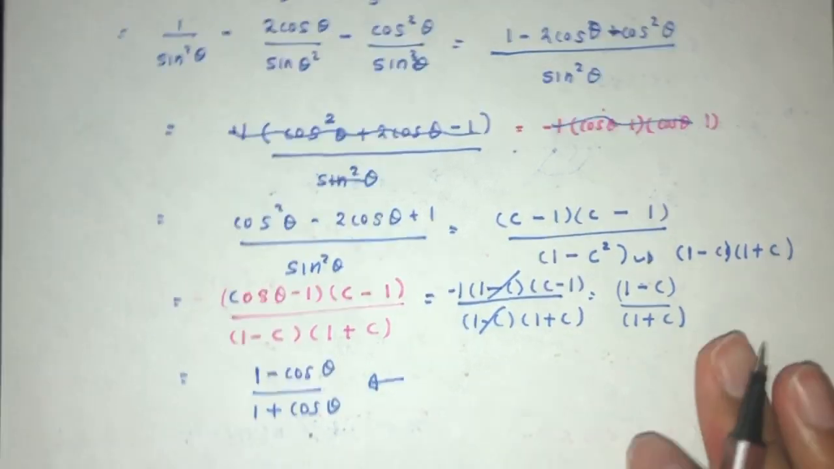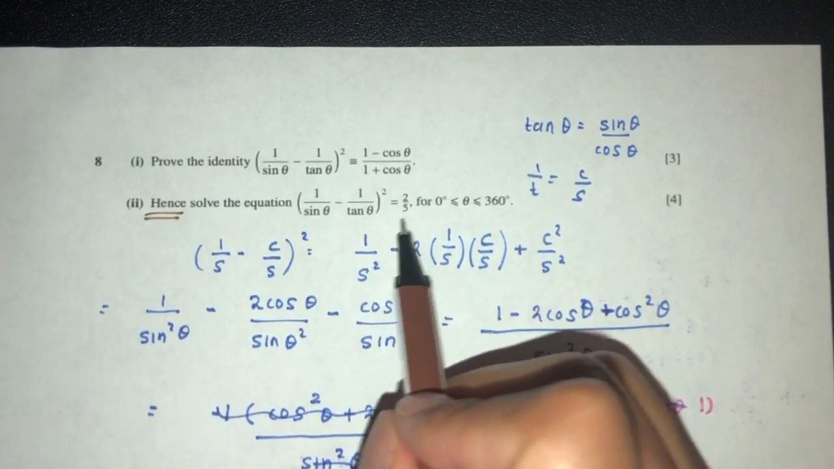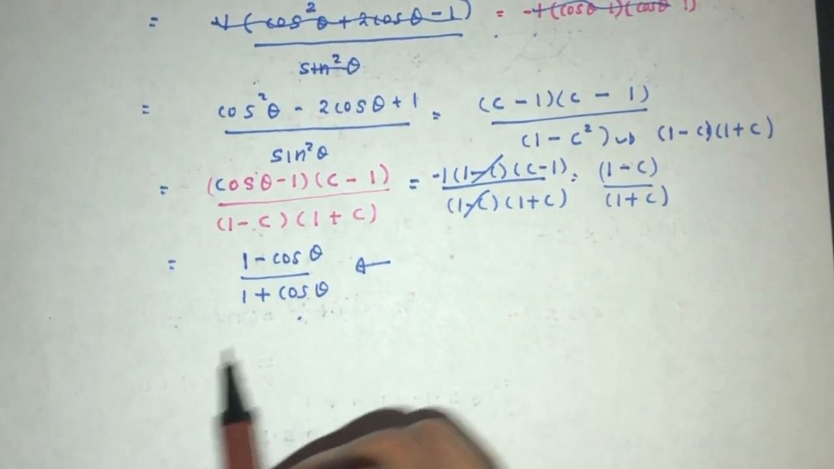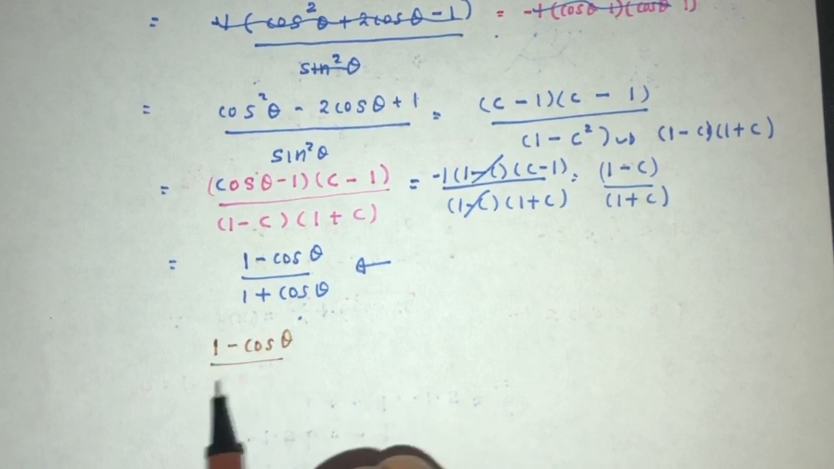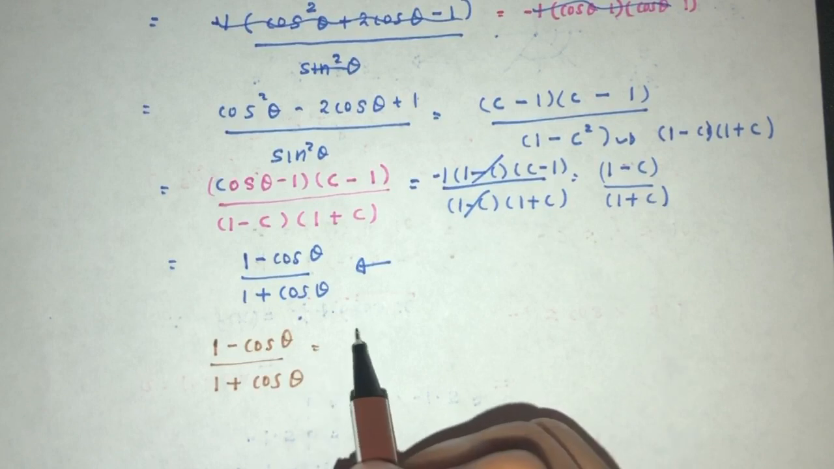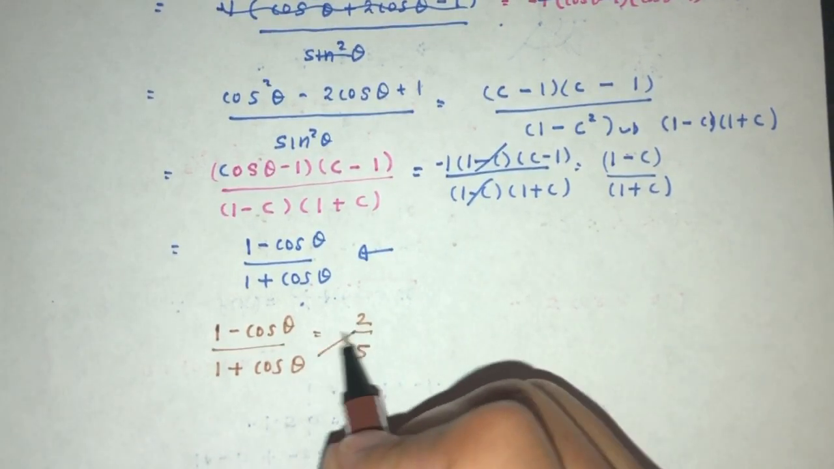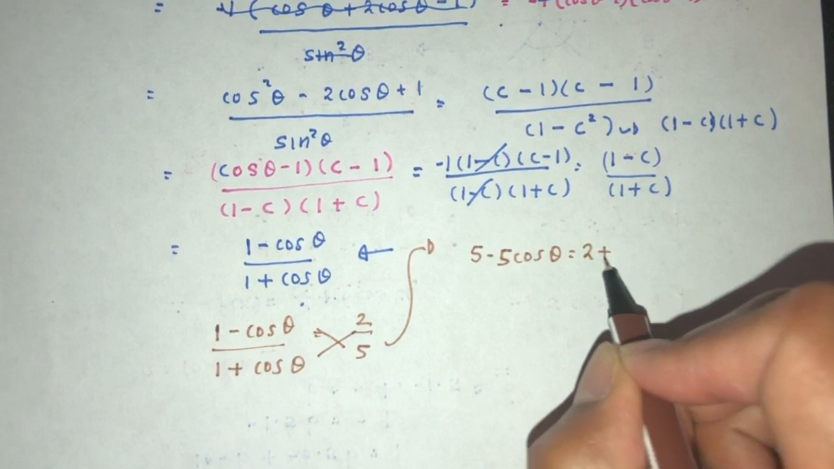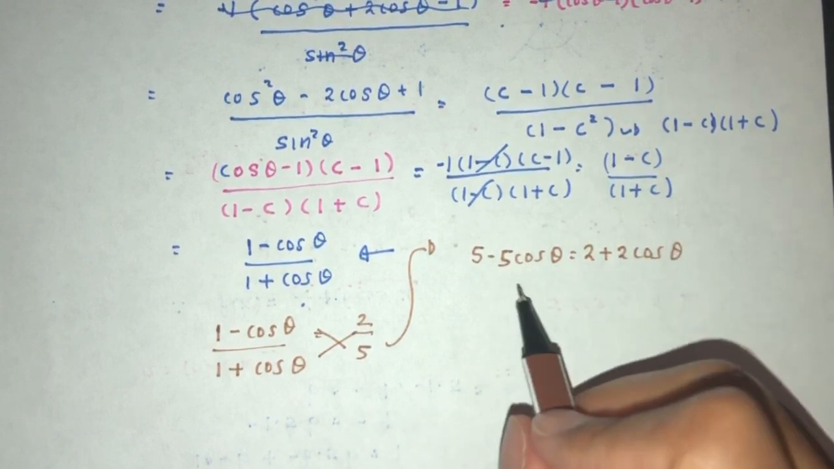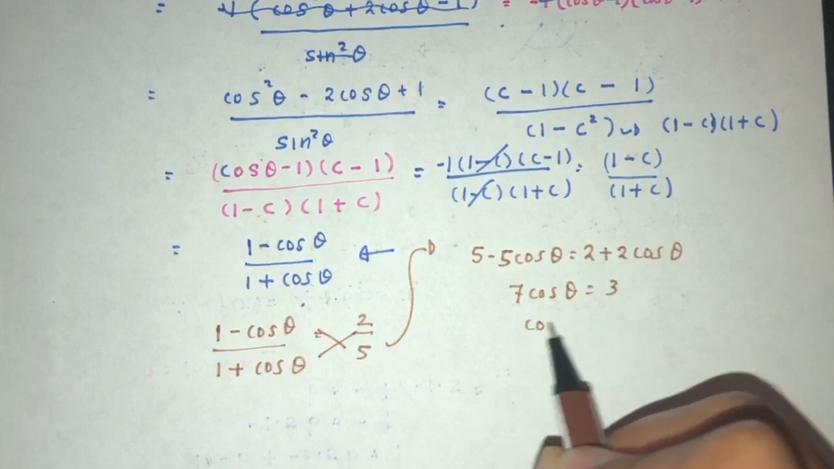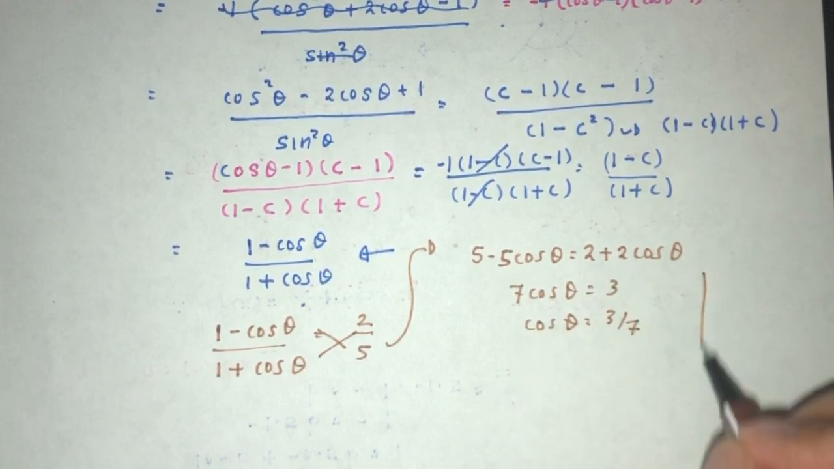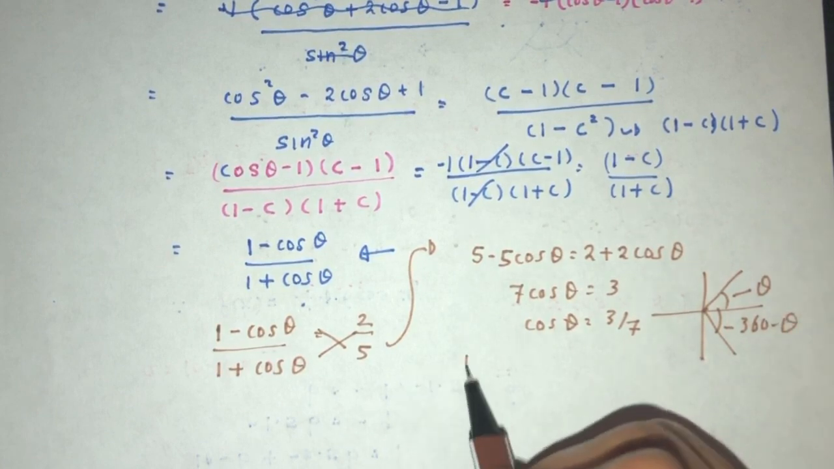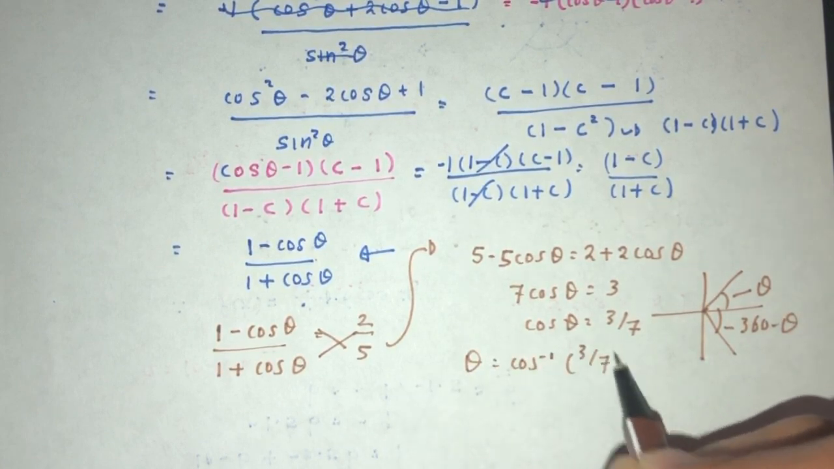Now for part 2, we have to hence show this is equal to 2 over 5, or solve the equation for this. So step by step, using part 1, we know this is this, so we have to solve 1 minus cos theta over 1 plus cos theta equal to 2 over 5. Then we can just cross multiply. That will be 5 minus 5 cos theta is equal to 2 plus 2 cos theta. Send this over here, you have 7 cos theta, and that should be 3. So cos theta will be 3 over 7. Given that cos is positive, it will be in the first quadrant and in the fourth quadrant. First is simply the angle, and this will be 360 minus the angle. So theta will be cos inverse of 3 over 7, right?